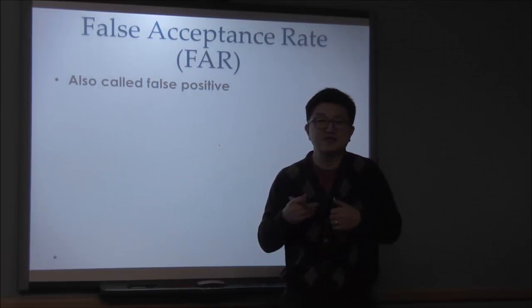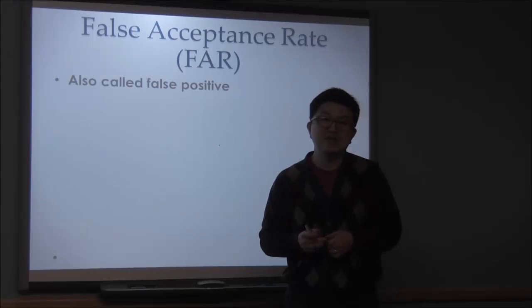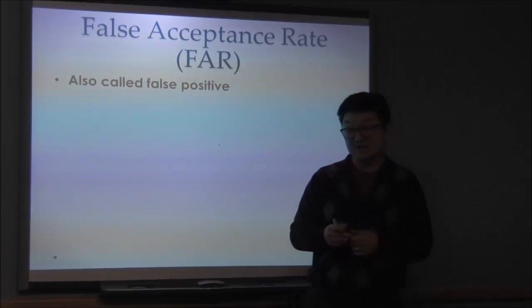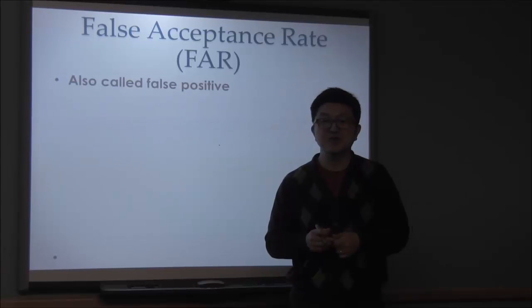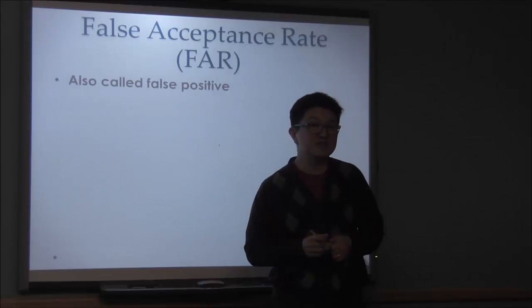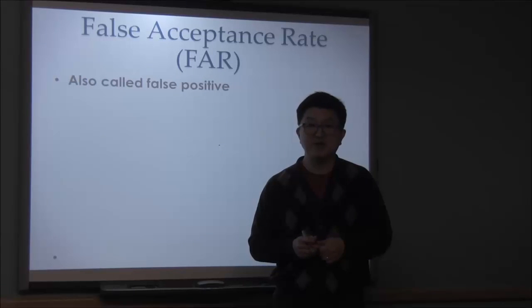So if I, for example, am an intruder and I claim to be somebody else, say Joe, and the system recognizes me as Joe and lets me go through the checkpoint, then we can consider it a false positive.